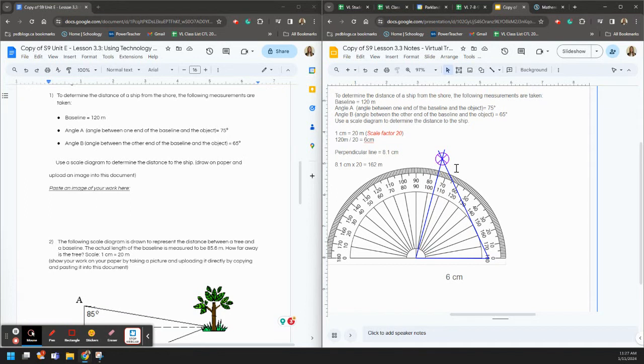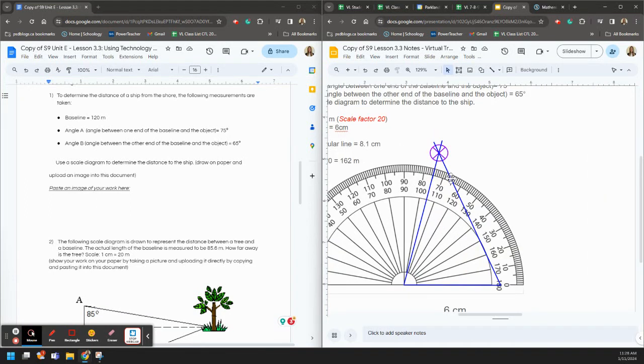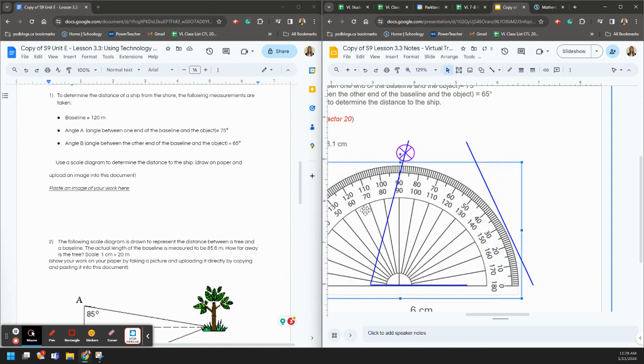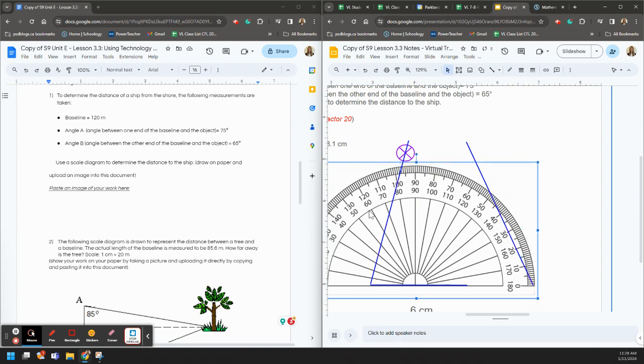Now, because we have it on the virtual worksheet, we don't necessarily have to do that. We just have to trace the line out so that it passes through this 75-degree mark here. And then we're going to work on the other side. So the other side, we've got another line that we are going to draw out, but first we have to figure out, well, where is the 65-degree mark?